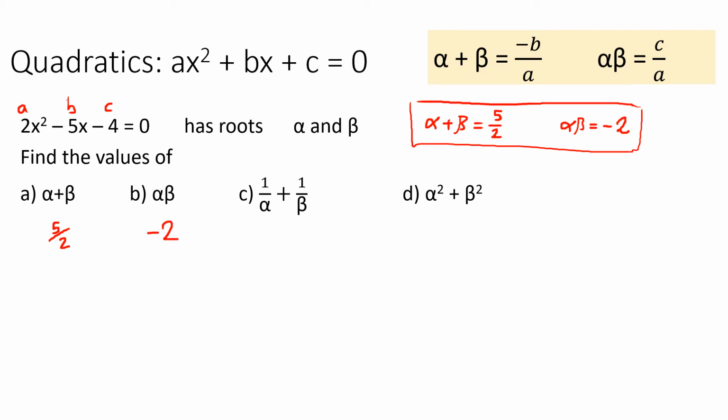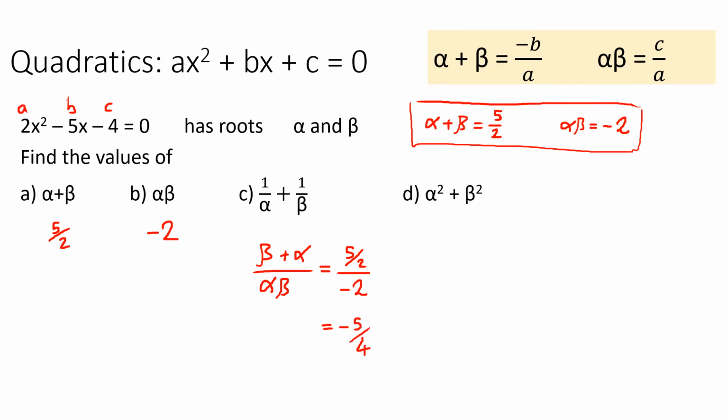Then we get to something like 1 over alpha plus 1 over beta. Now this isn't something in our formula, so what we need to do is convert it to a form that is. And we're going to do that by giving it a common denominator of alpha beta. That means I need to multiply the left-hand fraction by beta and the right-hand fraction by alpha. So I'll end up with alpha plus beta on the top, so that's 5 over 2, and alpha beta on the bottom, that's minus 2. If we then do that calculation, that'll give us minus 5 over 4.